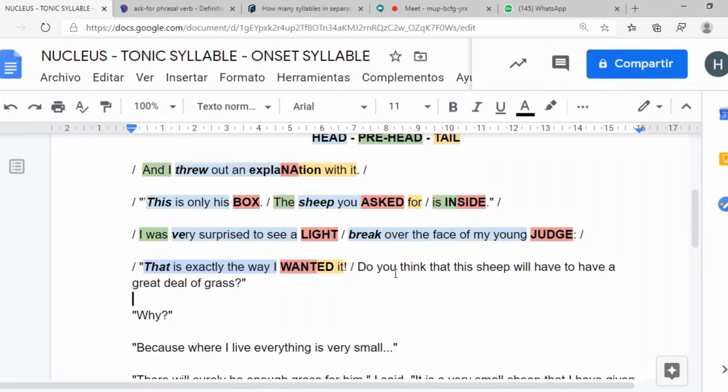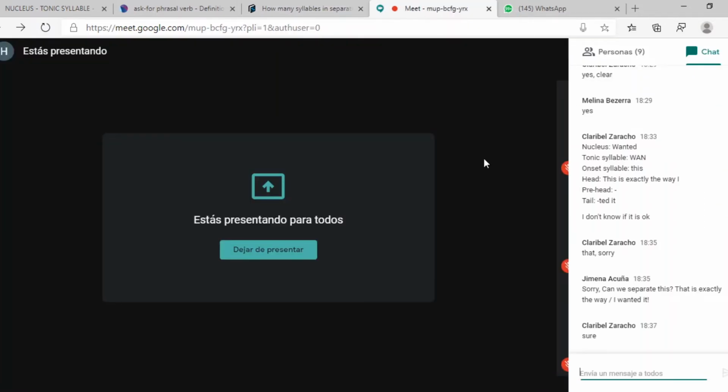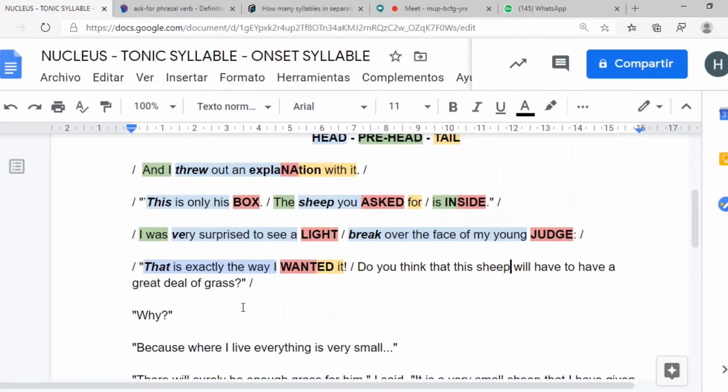Do you think that this sheep will have to have a great deal of grass? We can separate this. Do you think that this sheep, okay, we can separate here, okay, or you can leave it in this way. Do you think that this sheep will have to have a great deal of grass? Sorry, of grass. Okay, so which is my last content word here? This is a really long sentence.